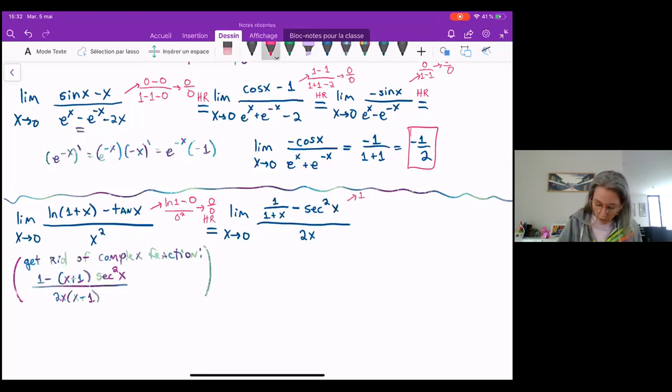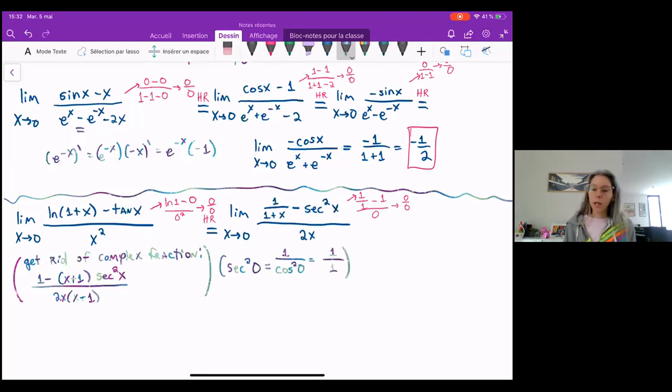I get 1 over 1 minus secant squared of 0 is 1 over 0, resulting in 0 over 0. Let's just double check why secant squared of 0 is 1. Secant squared 0, we're going to use our trig identity, is the same thing as 1 over cosine squared 0. Well, cosine of 0 is just 1, so we end up with a 1 there. Cosine of 0, you can plug into your calculators to see that it's 1. So here we get 0 over 0.